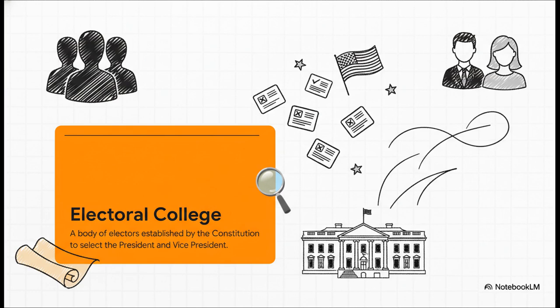So what even is this Electoral College? It's not a university you can apply to, I'll tell you that. The Constitution defines it as a temporary group of people called electors, and their one and only job is to cast the official votes for president. So get this, when you cast your ballot, you're not technically voting directly for a candidate. You're actually voting for a slate of electors who have promised to vote for that candidate.